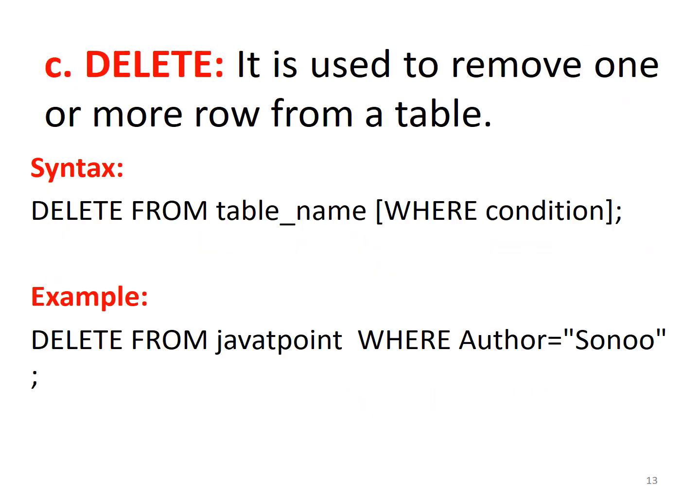Next one is delete. It is used to remove one or more rows or records from your table. This is the syntax: delete from table name where you give the condition. So delete from our entity name, JavaTpoint, and then where author is equivalent to SONOO.